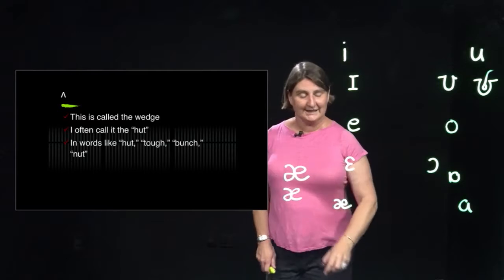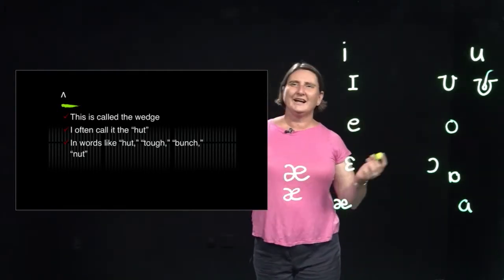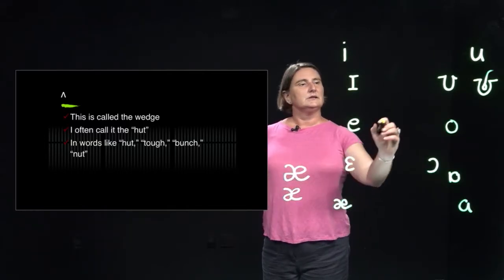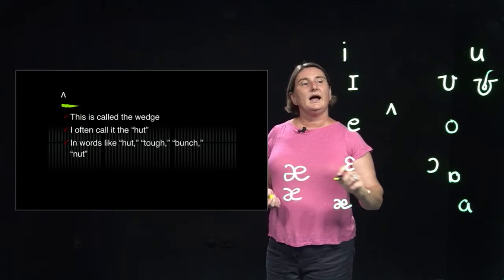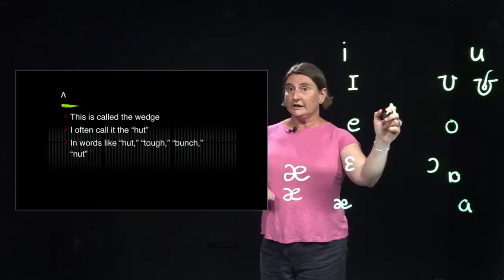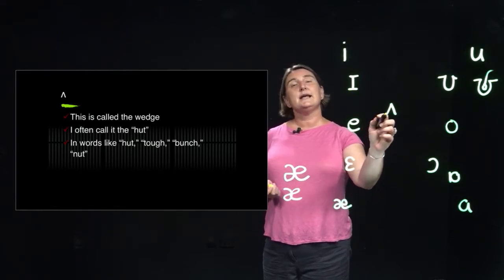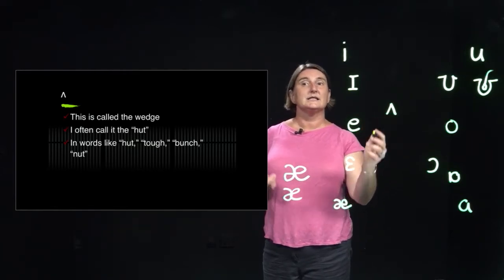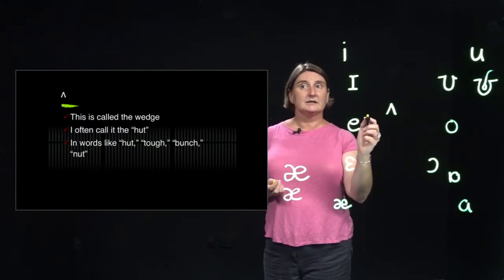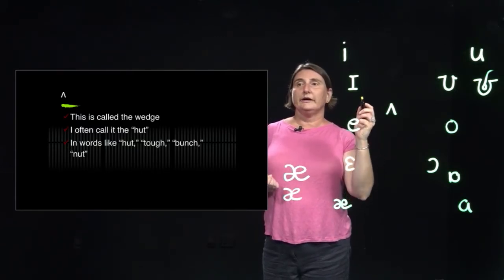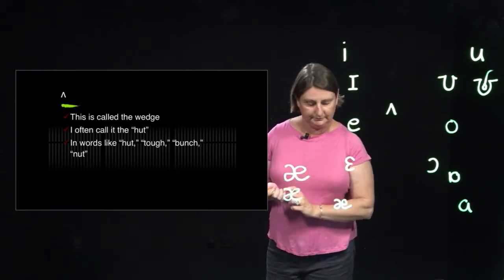All right, now we're getting to the central vowels. So here's one that I love. I kind of love all the vowels and consonants. I'm going to put it in the middle here because it's a central vowel. And it is officially called the wedge, but I like to call it the hut because the sound it makes is as in hut. It shows up in words like hut, tough, bunch, nut. So it's a nice central vowel.